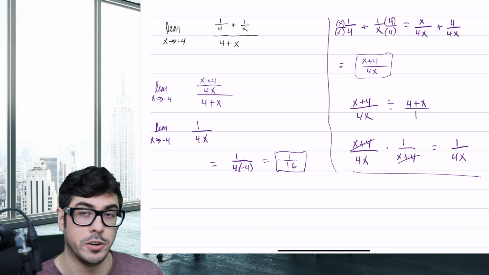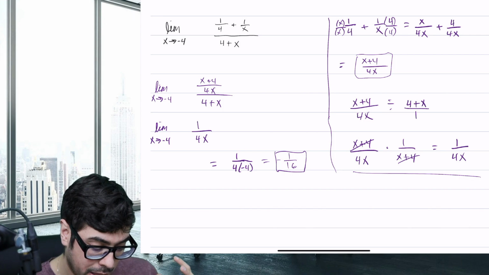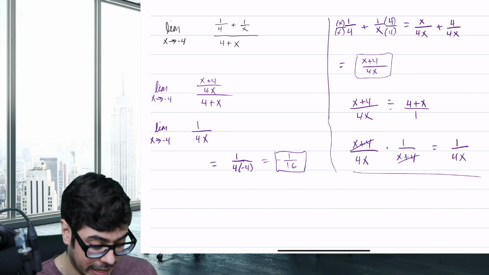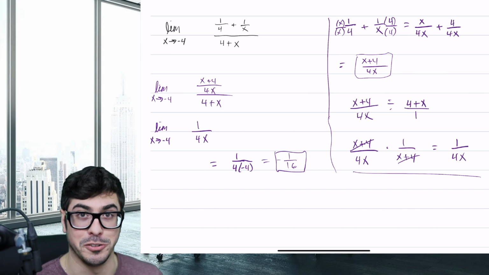So what we've learned is that we just have to massage the problem a little bit, do your simplifications, and hopefully something nice will happen. It'll cancel and you can work through the limit.